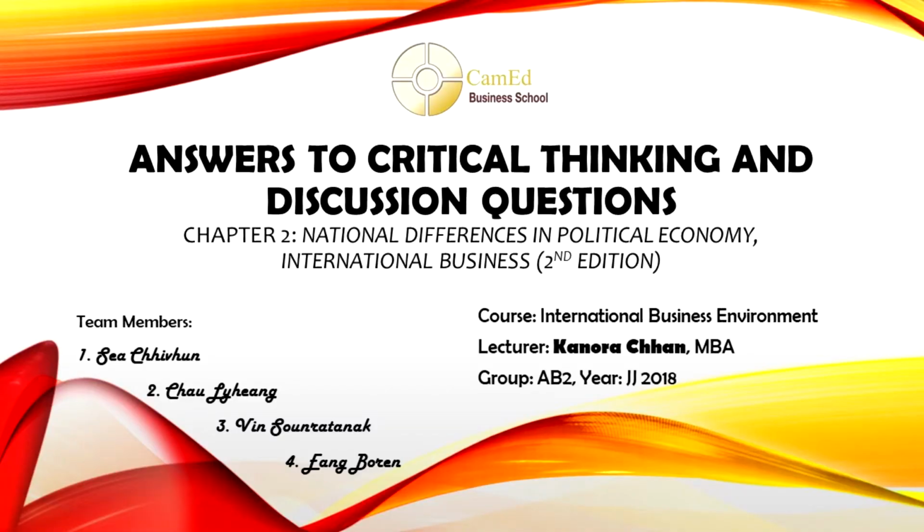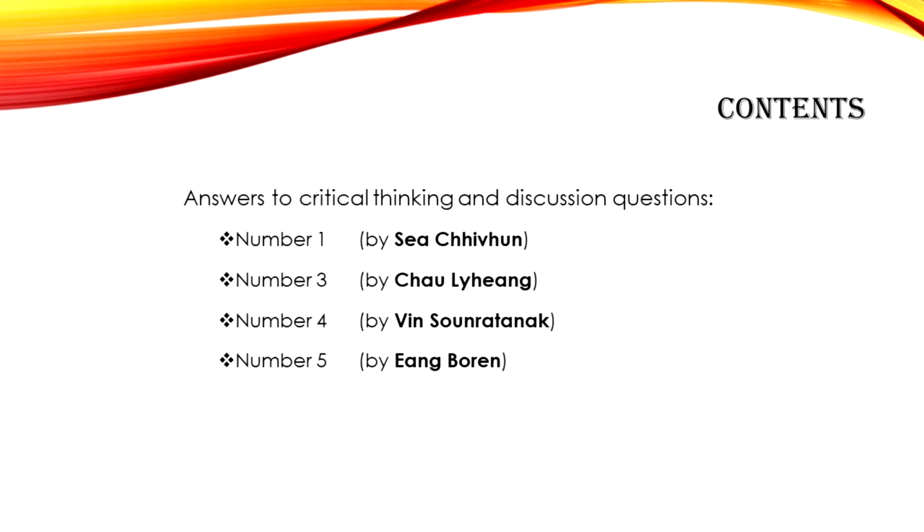And today our group is going to answer the critical thinking and discussion questions from the International Business textbook, second edition. It covers Chapter 2, which is National Differences in Political Economy. Here are our contents. We are going to answer four questions: number 1, number 3, number 4, and number 5. Question number 1 will be presented by Chhivhun. Question number 3 will be presented by Lyheang. Question number 4 will be presented by me. Last but not least, question number 5 will be presented by Boren.